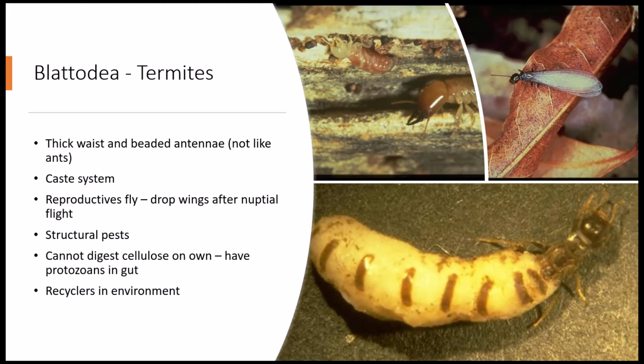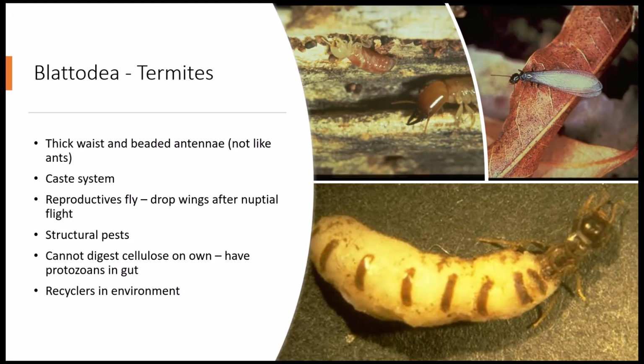The queen is the one that lays all the eggs. The queen is the bottom picture. Her abdomen is distended because it's full of eggs. The top right are the alates or reproductives. They will do what's called a nuptial flight, which means that they will fly up in the air, mate, fall down to the ground, and then they'll drop their wings and lose their wings.